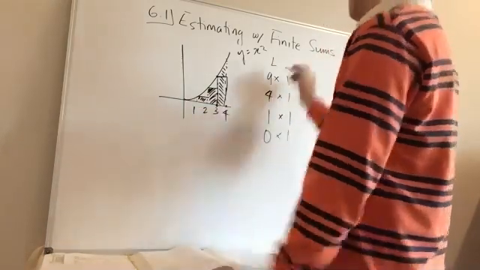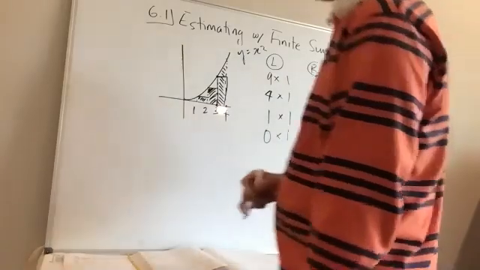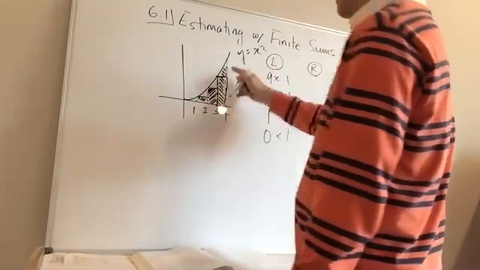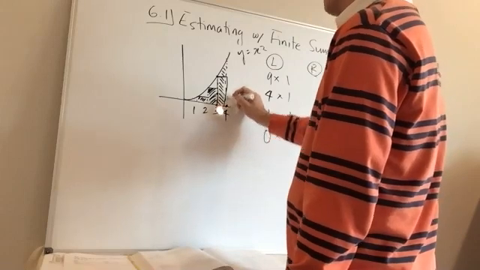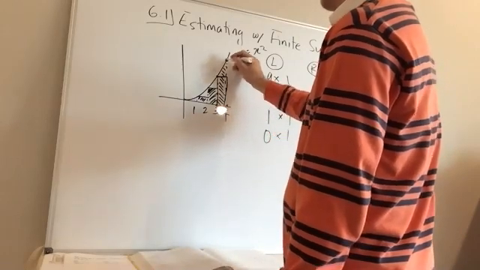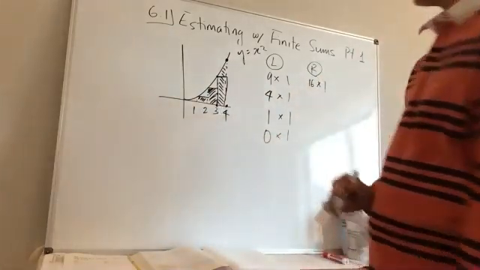So that was the left hand. What if I choose the right-hand side? Okay, so let's go back to the initial one, this one over here. What is the right-hand side? It's going to be up here, right? So what's that going to be? 16 times 1, right?